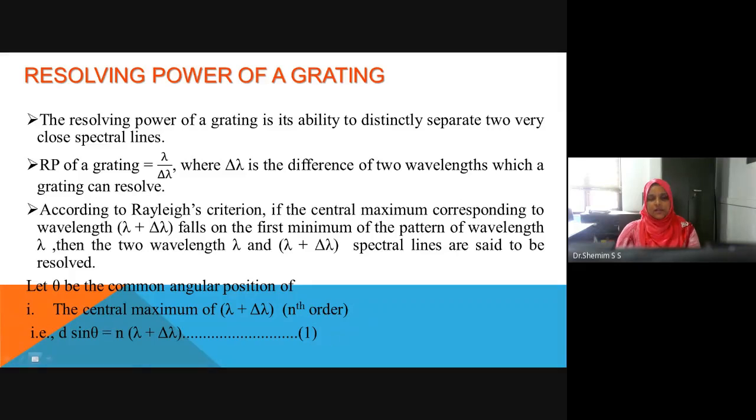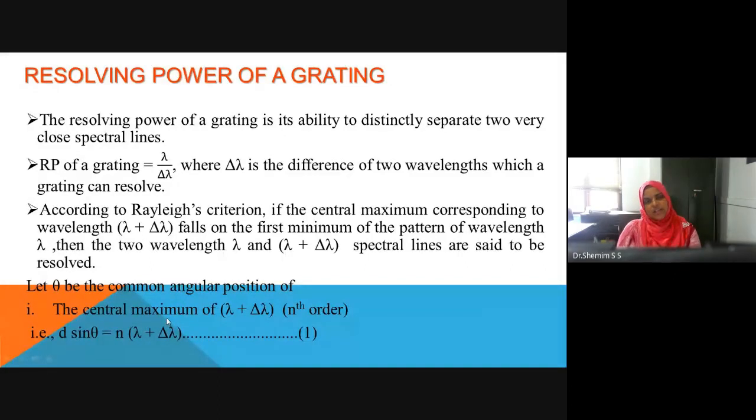Now, you know that for a grating, the condition for central maximum is d sine theta equal to n lambda, if the wavelength of light is lambda. But here we are considering light having wavelength lambda plus delta lambda. Then the condition for central maximum will be d sine theta equal to n into lambda plus delta lambda. Lambda plus delta lambda is the wavelength of this first spectral line, so instead of lambda, you have to write lambda plus delta lambda.